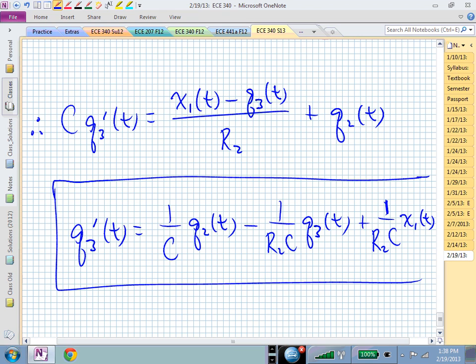Questions on those three equations? Now can you put those in a state space form? What are my outputs? You should be able to build the matrix. What's your A matrix? What's the size of the A matrix?